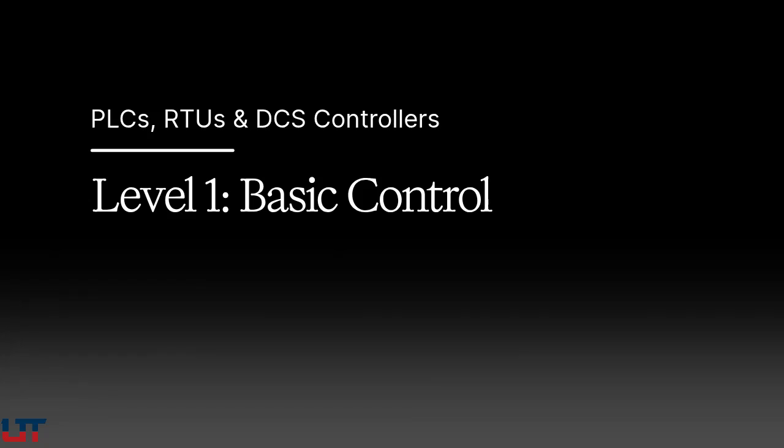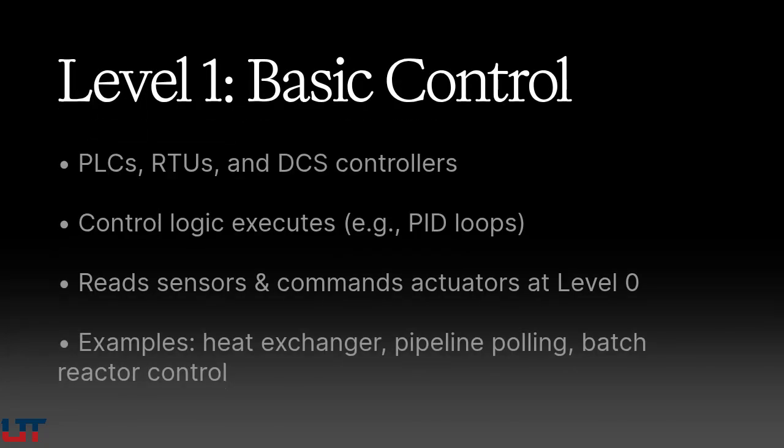Level 1 is basic control: the PLCs, RTUs, and DCS systems that read from Level 0 sensors and send commands back to Level 0 actuators. This is the layer where control logic executes. A PLC running a PID loop that manages a heat exchanger, an RTU polling remote sensors along a pipeline, a DCS controller managing a batch reactor. All of these are examples of Level 1.